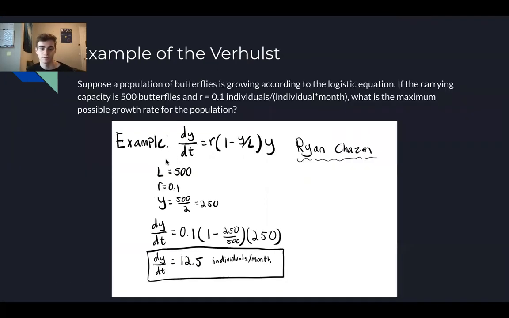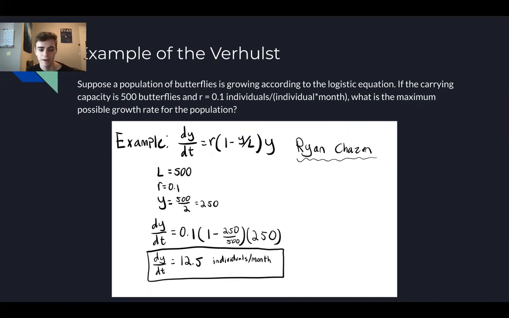So here's an example of the Verhulst model. First I gave the Verhulst equation up the top there for reference. And the question is, suppose a population of butterflies is growing according to the logistic equation. If the carrying capacity is 500 butterflies and r equals 0.1 individuals over individuals times month, what is the maximum possible growth rate for the population?